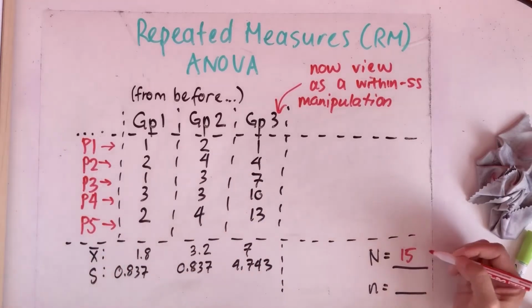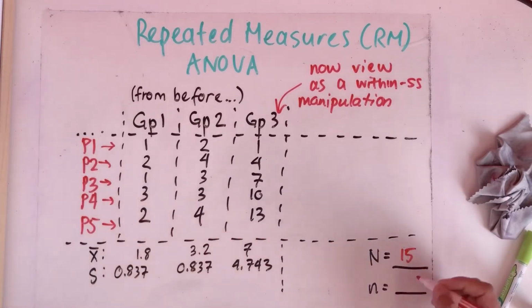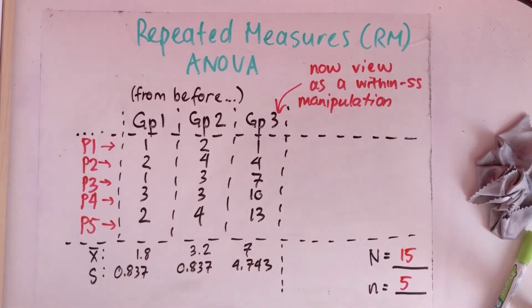Big N is still 15. Little n, the number of observations per cell, is still 5. But the number of participants or subjects, if you're speaking not in terms of them being people, but abstracting a little bit, is 5, while our observation number is 15. Before, when we were looking at data that was all between subjects, the number of participants or subjects was exactly the same as the number of observations. So here that's different. Just something to keep in mind.